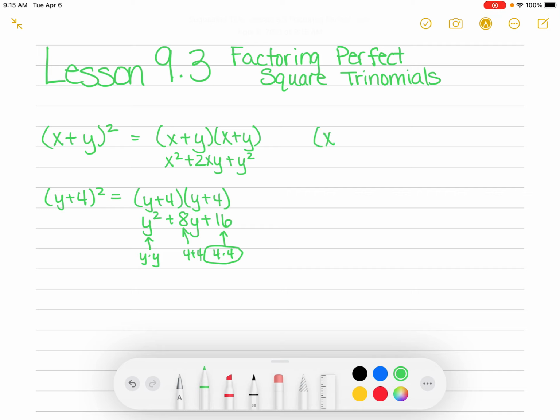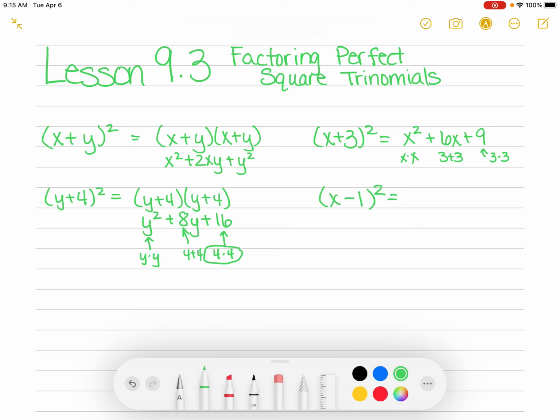If I had x plus 3 squared, I'm not going to write out this part of it, I'm just going to write out what the answer is. It would be x squared plus 6x plus 9. So see, that 9 is a perfect square, 3 times 3. And when you add that 3 plus 3, you get the 6, okay? And x is x times x, which is a perfect square. Okay, and then last one, let's do one with a minus sign.